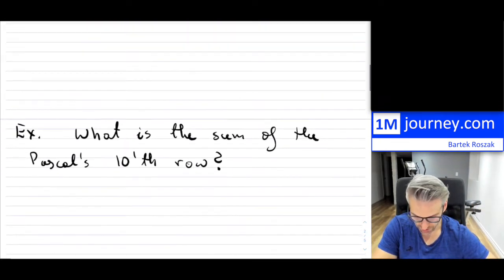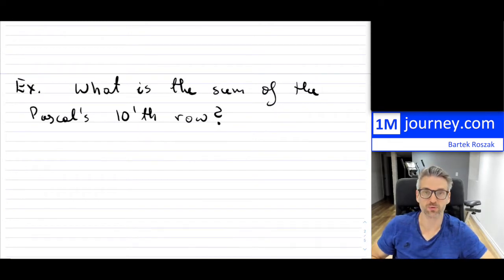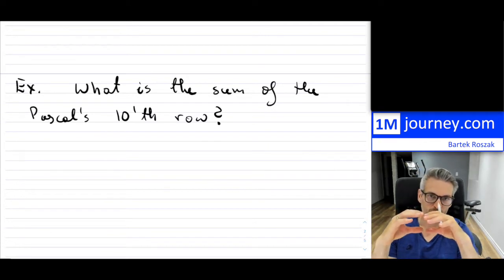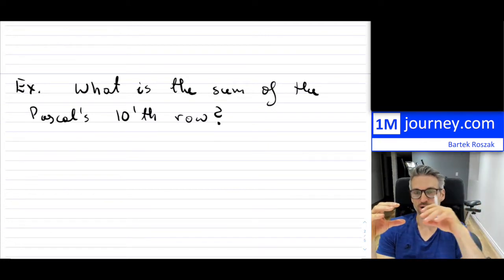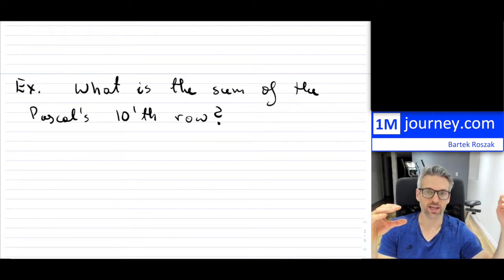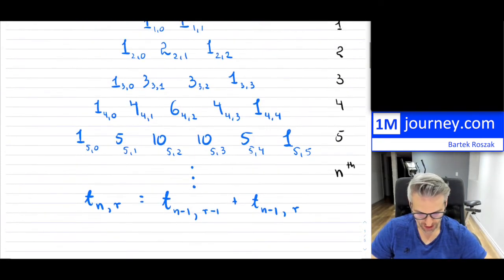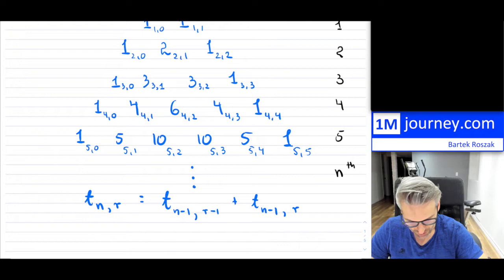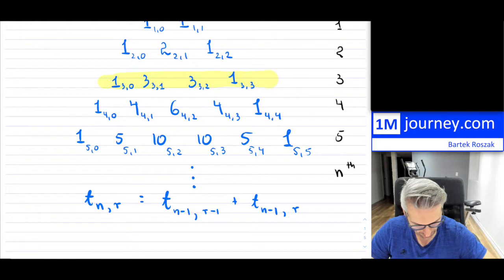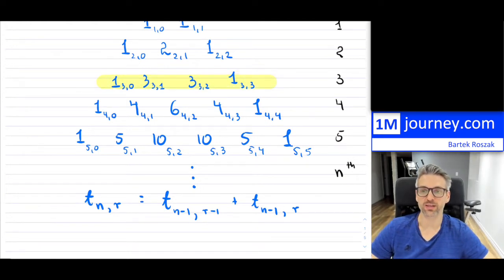Here's the first one, a rather simple one. Let's see if you remember the concept. If somebody asked you, what is the sum of Pascal's 10th row? Meaning if you take all the items in a particular row of Pascal's triangle and add them up together, what would the sum equal? For instance, for the third row, the sum would be 1 plus 3 plus 3 plus 1, which is equal to 8.